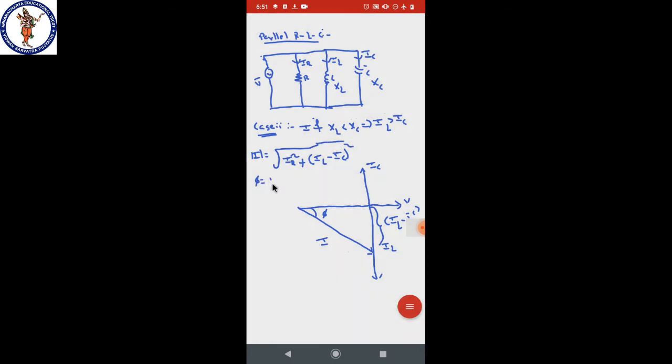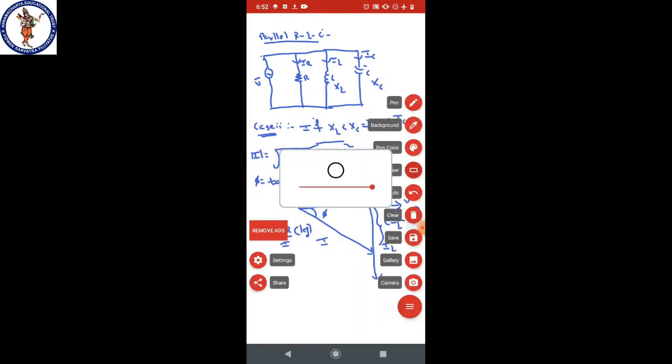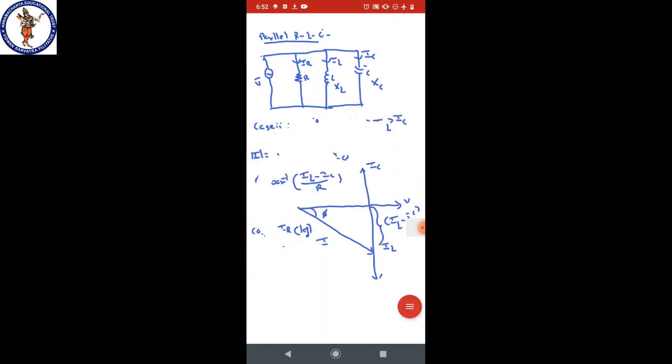What is the angle phi? Phi equal to tan inverse of IL minus IC by IR. What is the power factor cos phi? Cos phi equal to IR by I. It will be a lagging power factor, because current IL is greater than the capacitive current. Inductive current is greater than the capacitive current. Here the capacitive reactance is greater than the inductive reactance.